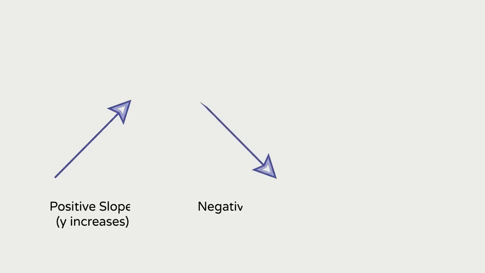Interpreting the line is just as important as drawing it. If the slope is positive, y tends to increase as x increases. If the slope is negative, y tends to decrease as x increases. The size of the slope tells you how strong that change is per unit of x.